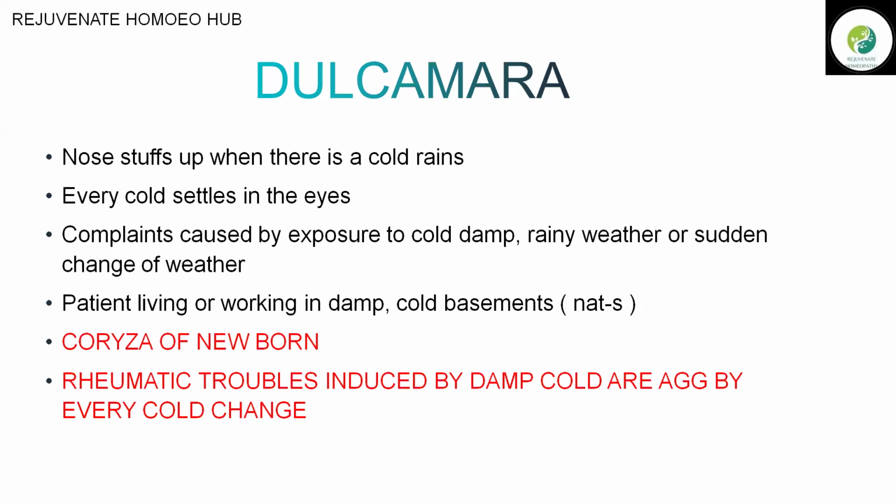And whenever a mother says that a newborn or infant has developed coryza, nose block or nose stuffiness, the only remedy is Dulcamara. Coryza of newborn is Dulcamara. Rheumatic troubles induced by damp cold are aggravated by every cold change. That is Dulcamara. Change of weather. We normally think of Dulcamara, and Dulcamara has prominent action on the respiratory system as well as on rheumatism. Remember this point, infants who suffer from coryza, Dulcamara helps well. And interestingly, Dulcamara is the remedy you can prescribe in warts as well.